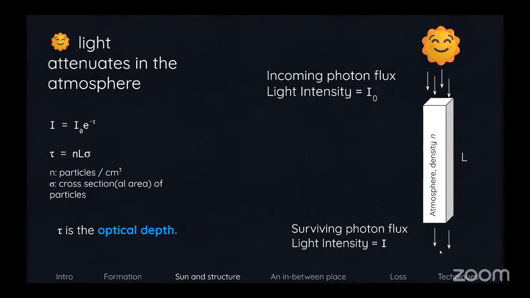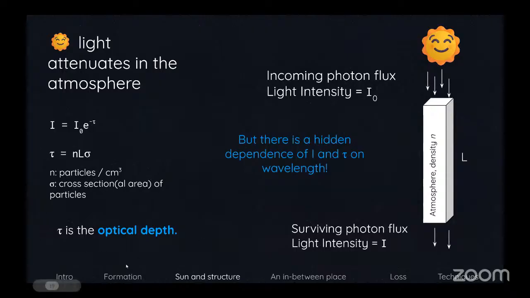By the time you get down to the bottom of the atmosphere, however you want to define that, you've got a much lower intensity. But the secret here is that there's a dependence on wavelength for this radiation, the intensity of the radiation, and this tau, which is the optical depth. So this difference of behavior with regard to wavelength leads to a lot of different results or structure of the atmosphere, which I'll go into on the next couple slides.